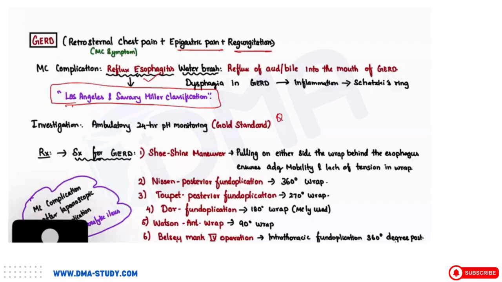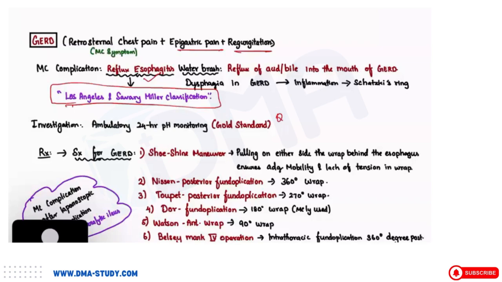In terms of GERD, ambulatory 24-hour pH monitoring is the gold standard. In terms of achalasia cardia, esophageal manometry is the gold standard. In terms of diverticular diseases, the investigation of choice is barium swallow. Each one has a different investigation of choice, and you have to remember each of them. Don't be confused between manometry, pH monitoring, and barium swallow.